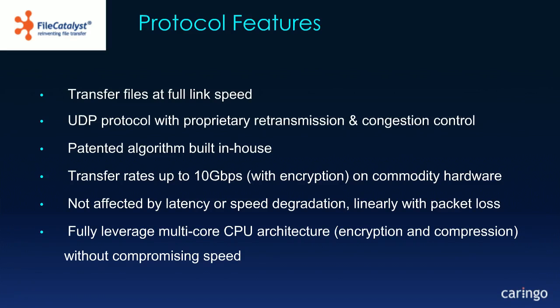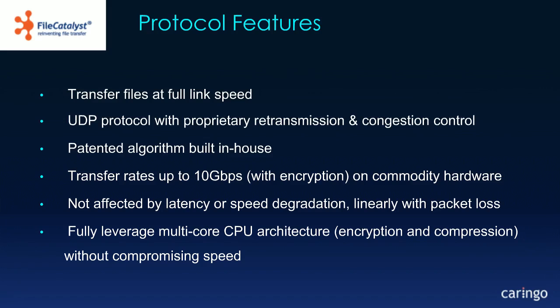So what does FileCatalyst offer from a protocol standpoint? As I mentioned, we can transfer files at full line speed. It's a UDP protocol, so we leverage the UDP protocol, which is unreliable by default, but our proprietary and patented algorithms that do retransmission and congestion control make it a much more superior protocol to use. We can transfer files up to 10 gigabits per second with encryption. As I mentioned, we're not affected by latency. We're linear with packet loss.